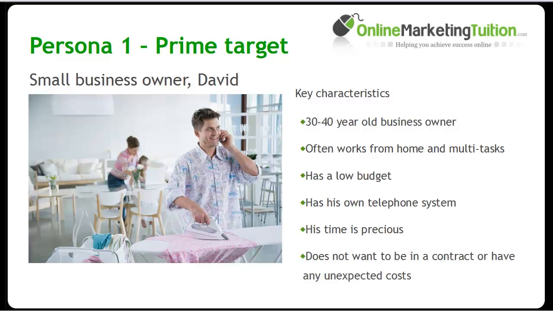So let's look at Persona 1. Now this is our prime target, small business owner, David. He's typically a 30 to 40-year-old business owner. Works from home quite often, multitasks, has a low budget, has his own telephone system, or doesn't mind researching the type of system he needs and sourcing it himself. His time's precious. He doesn't want to have a contract and doesn't want unexpected costs. For him, our service is ideal.